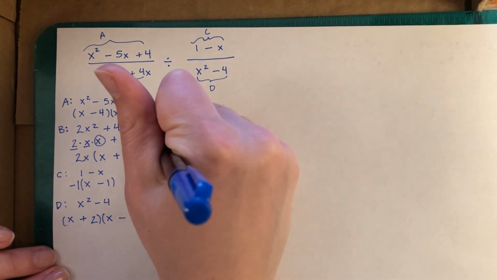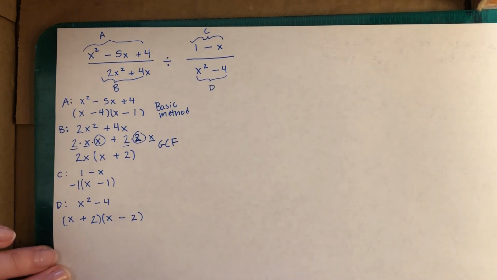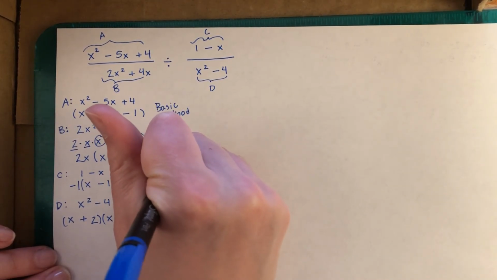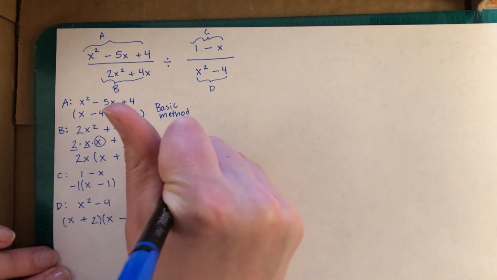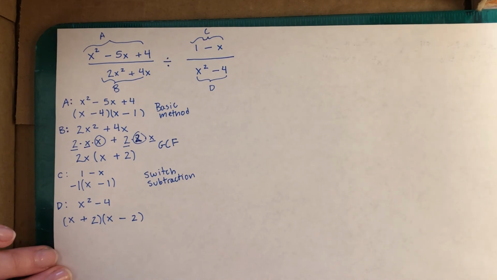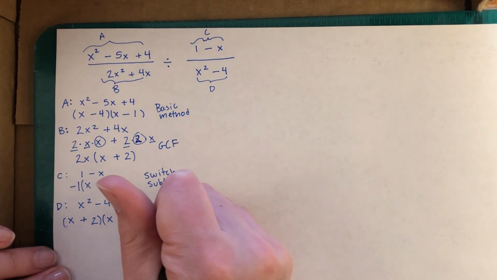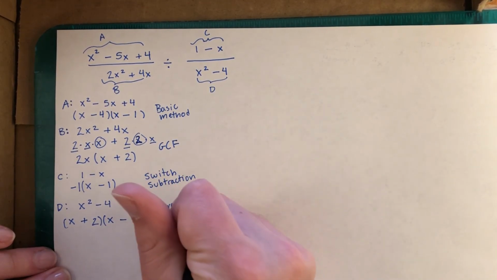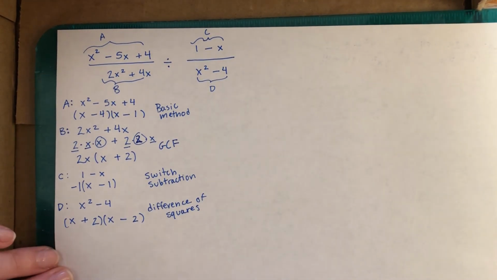We used the greatest common factor, or GCF, for B. We used the switch subtraction rule for C. And for D, we used difference of squares. All of these methods can also be combined together, but in this problem we didn't need to. They each only needed to use one.